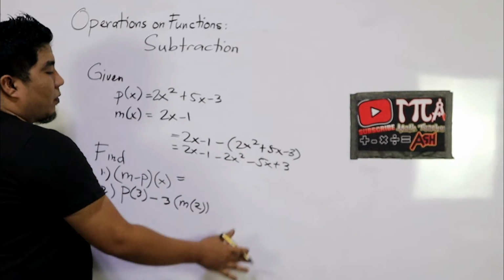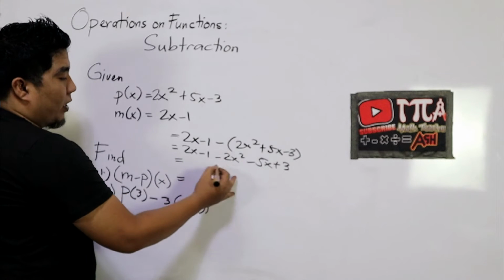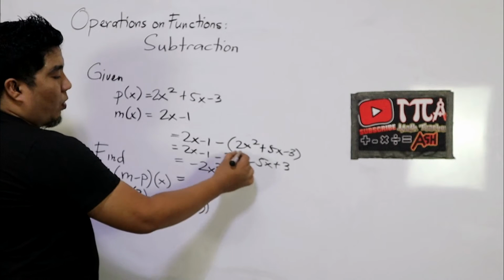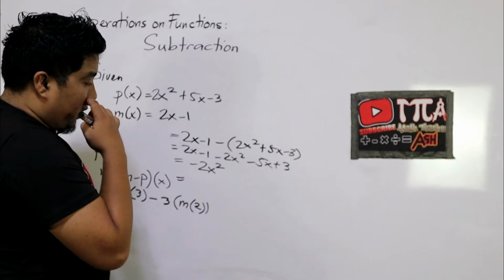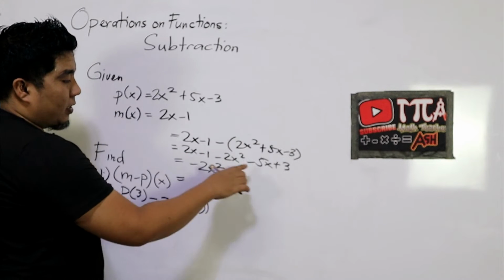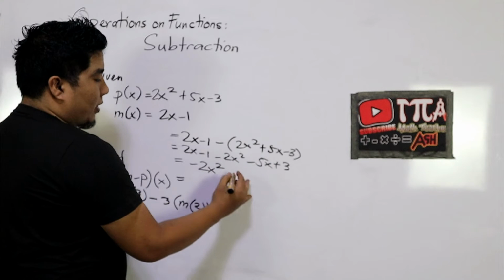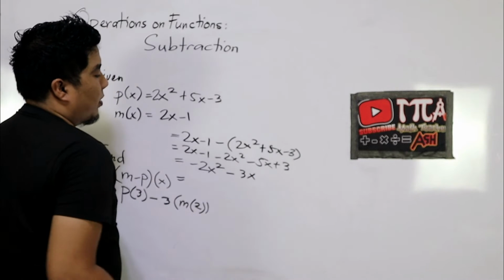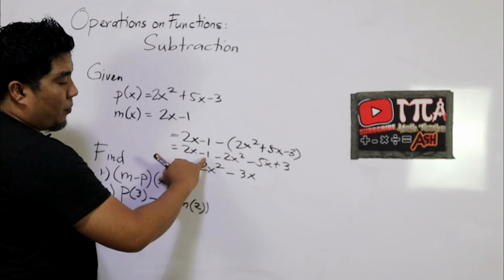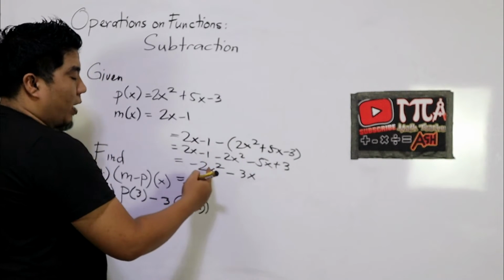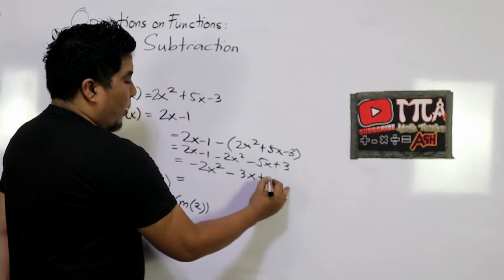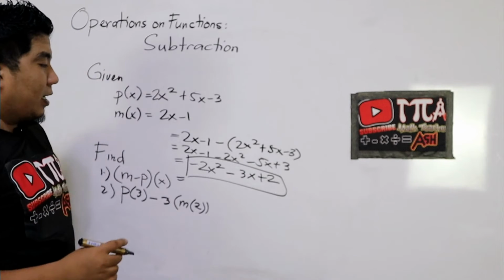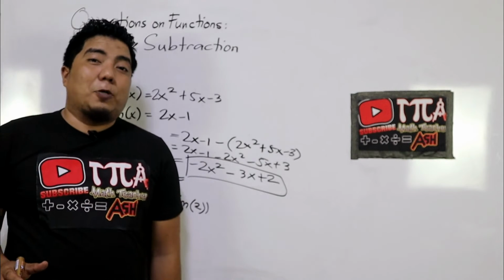So, we just write the highest degree. So, negative 2x squared. Okay, this is the one. And then, how about the linear term? So, that is x and x. So, 2x minus x, that is negative 3x. Alright. Then, we have the constant term is negative 1 and positive 3. So, negative 1 plus 3, that is positive 2. And this will be your answer for this given scenario.